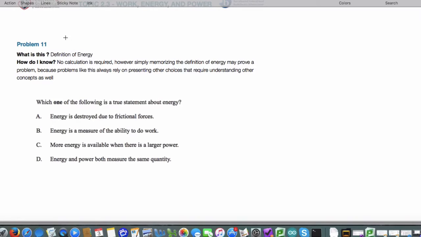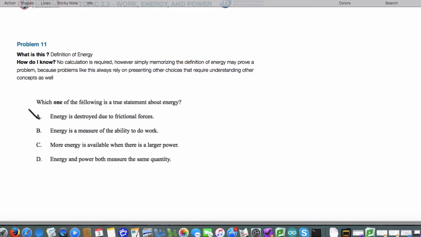Exciting definitions of energy. So, what's true? What's false? Who knows? That's silly. I'm the teacher. I know. So, 11a. Which one of the following is a true statement about energy?